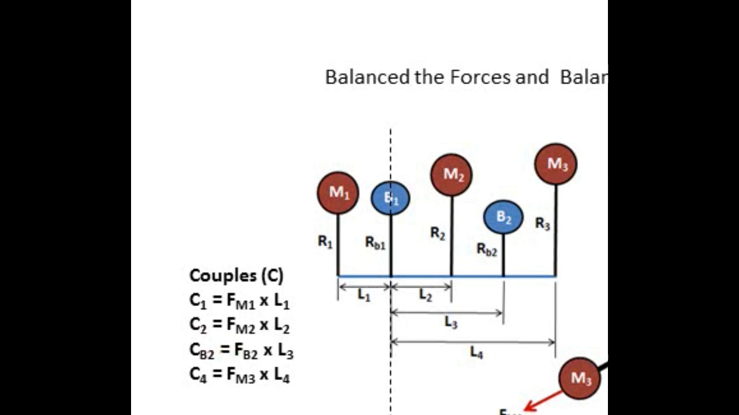Then couple C2 is produced by the force of unbalanced mass m2, which is Fm2, into axial distance L2. Then the force produced by the balancing mass b2, which is Fb2, into the axial distance L3. And the last couple is C4, which is the force produced by the unbalanced mass m3, which is Fm3, and the axial distance L4. So here are the couples.